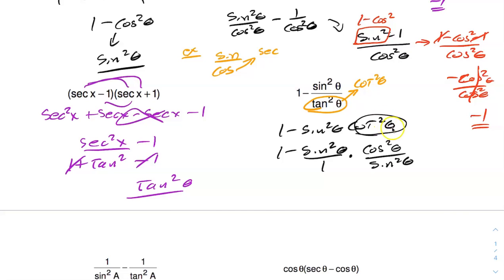Right, so that sine turns into sine over 1. Cotan is cosine squared over sine squared. Look what happens. These cancel. So I get 1 minus cosine squared. And we're not done. You know what 1 minus cosine squared equals? Sine squared theta. So like that.